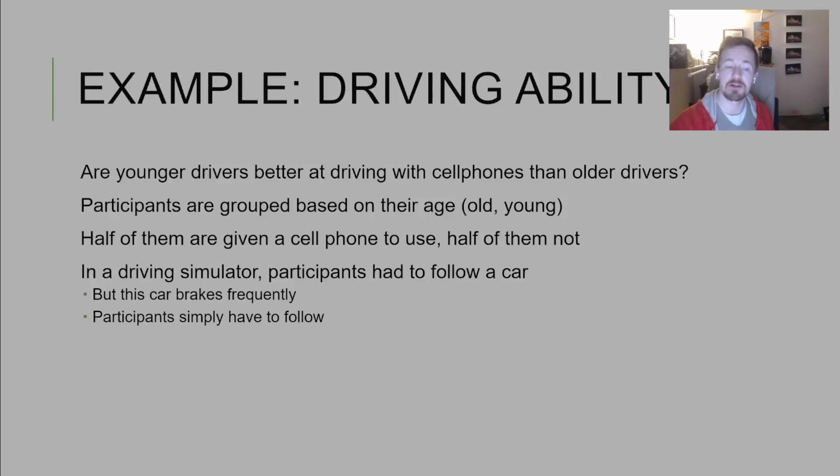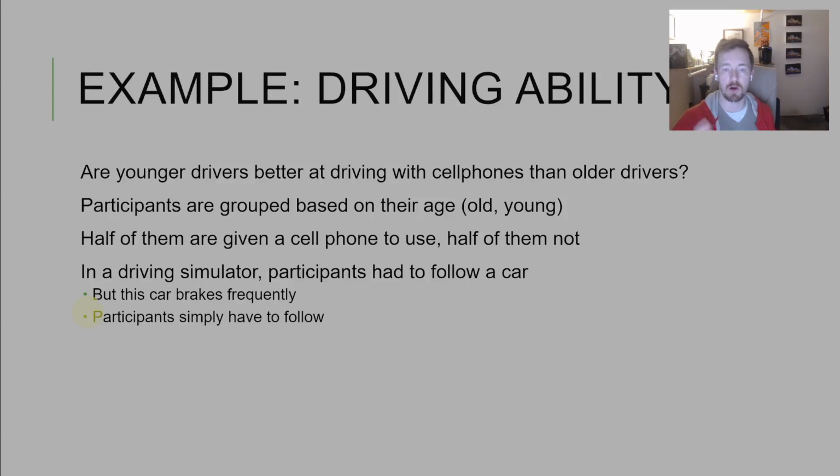So in a driving simulator like that, we're going to have participants following a car, and that's what we tell them. We want you to just follow this car as closely as you can without crashing into them, and this car is going to randomly slam on brakes, so you have to watch out for that. If somebody's a good driver, then they should be able to follow closely but responsively. In other words, they're going to follow close, but they're going to stop whenever they need to stop and slow down when they need to slow down.